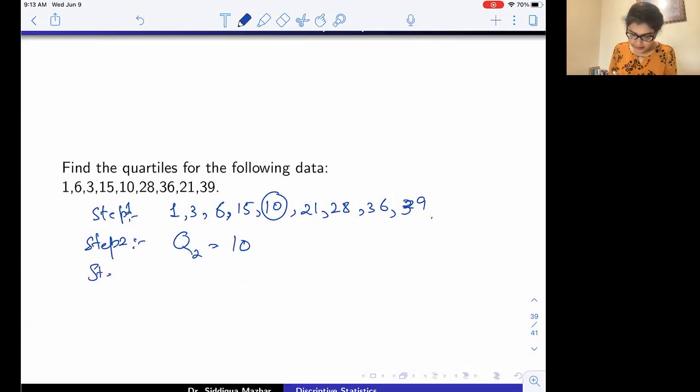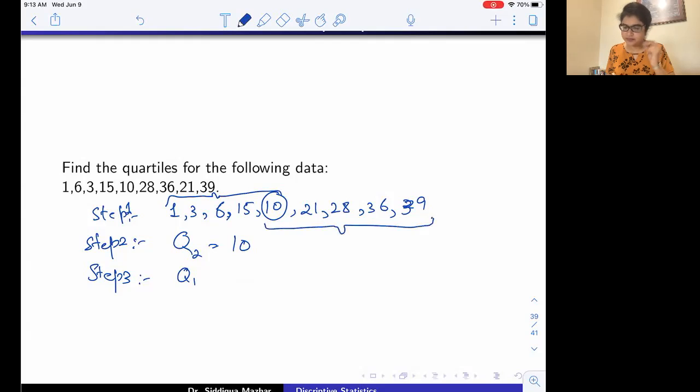And if you have to find Q1, what will it be? You need to find the median of these five values. If you find Q1, this is the median of these values. And similarly, you can find Q3, which gives you the 75%, and Q1 gives you the 25%.